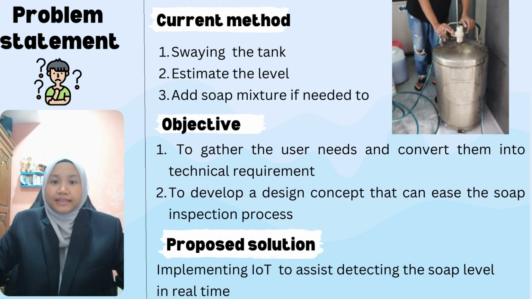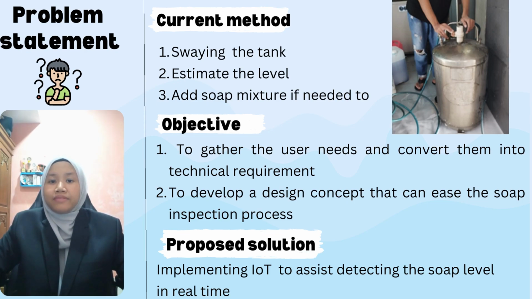The current method used in the refilling process is to first sway the tank from side to side. From there, the worker will estimate the soap level left. And if the worker estimates that the soap level is running low, soap mixture will be added to the tank. The process is proven to be troublesome as they need to sway the tank for every inspection and only rely on estimation for the result.